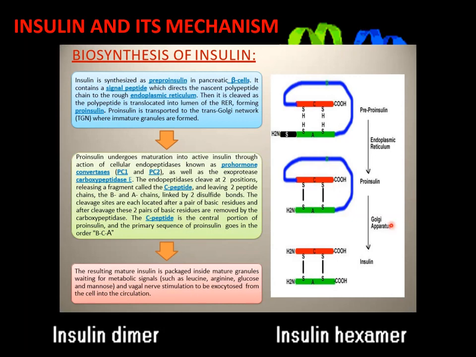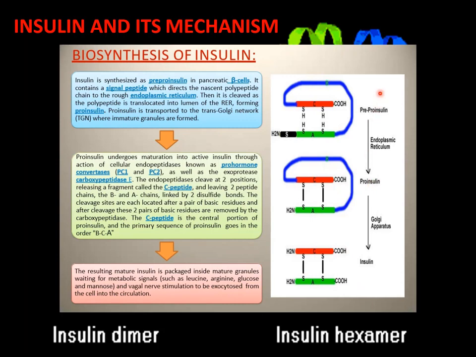So the prohormone convertases and the carboxypeptidase are responsible for the formation of the disulfide bridges and the cleavage of the C-peptide, resulting in mature insulin granules waiting for a metabolic signal such as leucine, mannose, and vagal nerve stimulation to be exocytosed from the cell into the blood circulation.